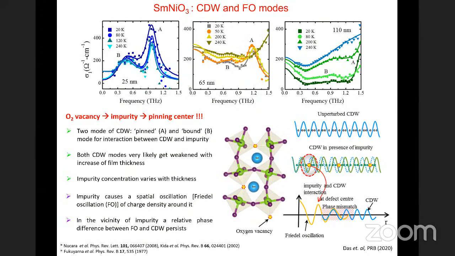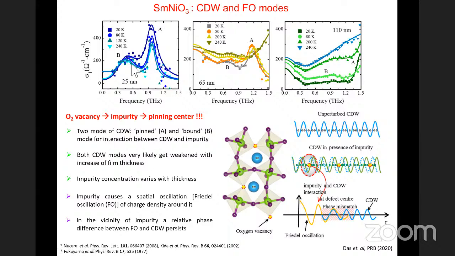What we see over here is that in the films where the thickness is low, the defect density is large, and there is the manifestation of two peaks, peak A and peak B. Peak A is the pinned mode and peak B is the bond mode, because as per the theory of Friedel oscillations, the bond mode, if a large number of impurities are present in the system, would interact with the impurities as well. There is a spatial oscillation around the bond mode, and the phase difference of the spatial oscillations of the bond mode and pinned mode is different, and hence it results in the formation of another mode.